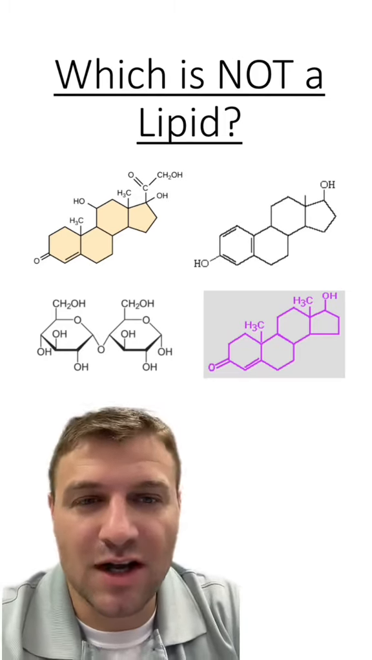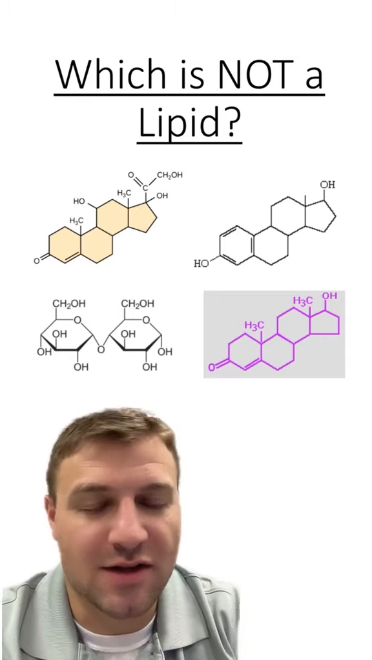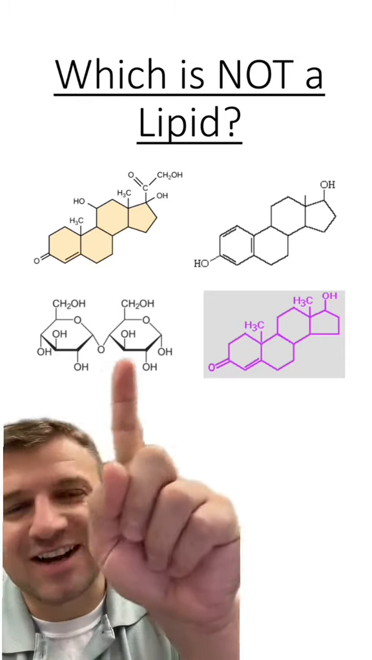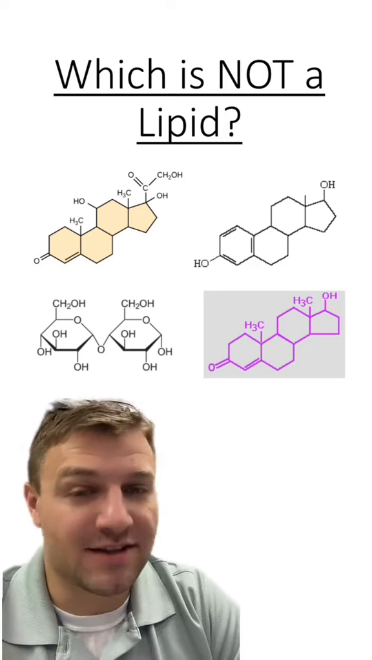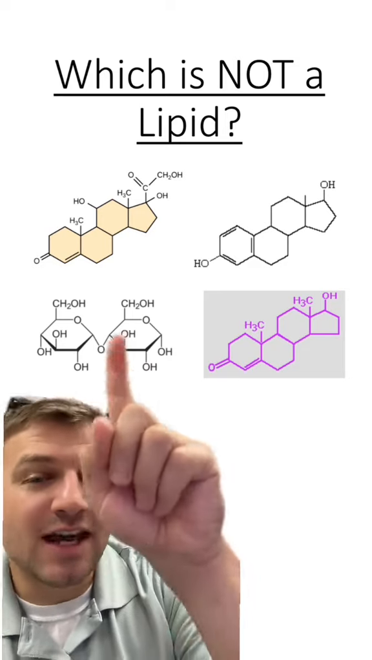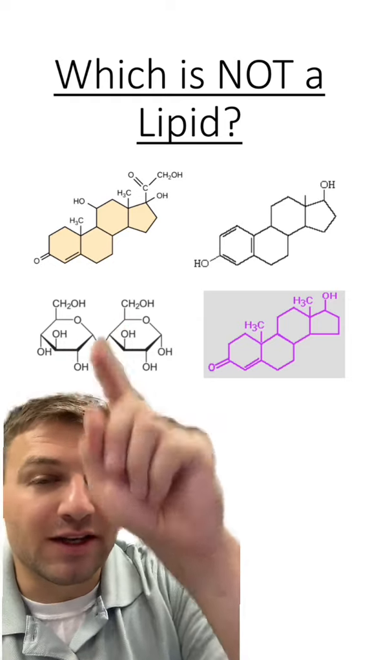Look at the structure of each and try to determine which one doesn't look like the others. This disaccharide, which is a carbohydrate, is not a steroid. Even though it contains rings, it's not in this fused 4-ring fashion.